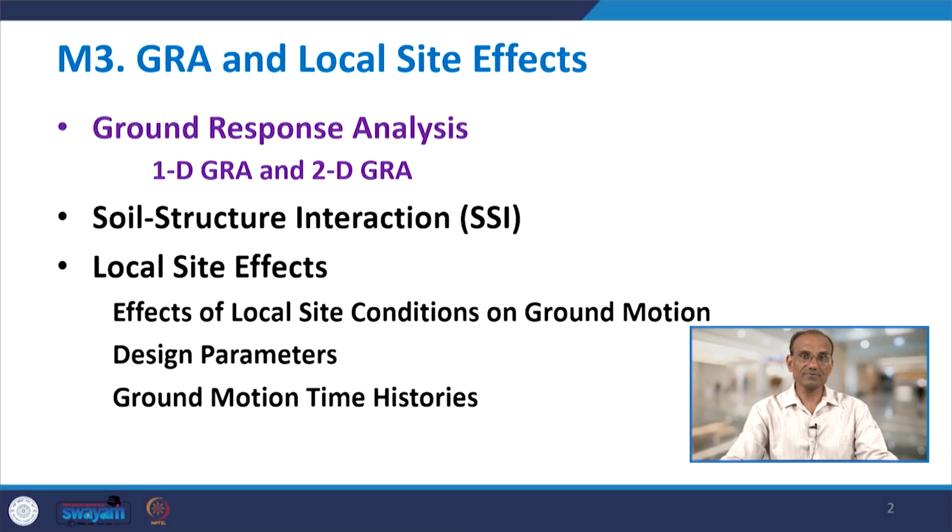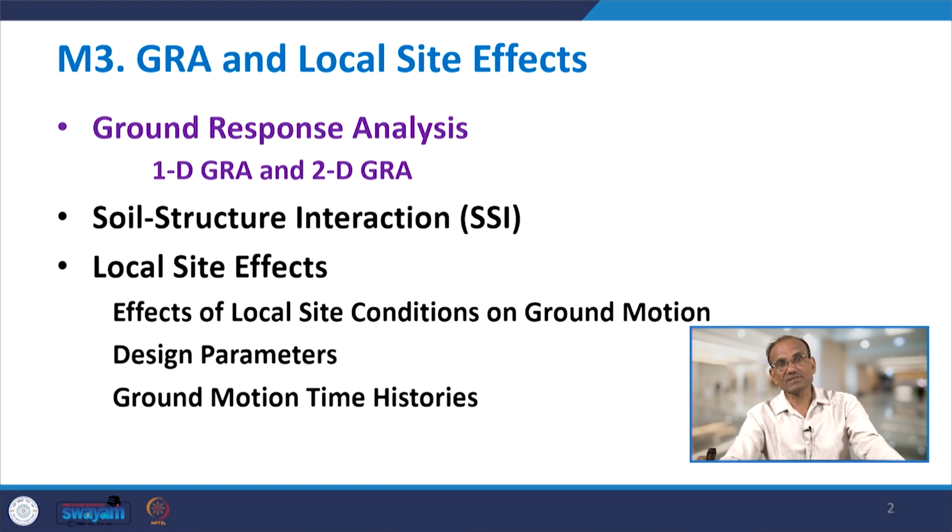So, during this third module, how do we plan? The third module consists of GRA, ground response analysis, and local site effects. The GRA will be done by one dimensional ground response analysis and 2 dimensional ground response analysis. So, we will have 4 lectures of GRA. Then, because one of the important applications of ground response analysis is soil structure interaction, called in short SSI, and that is also an important topic, we will have about two lectures for SSI.